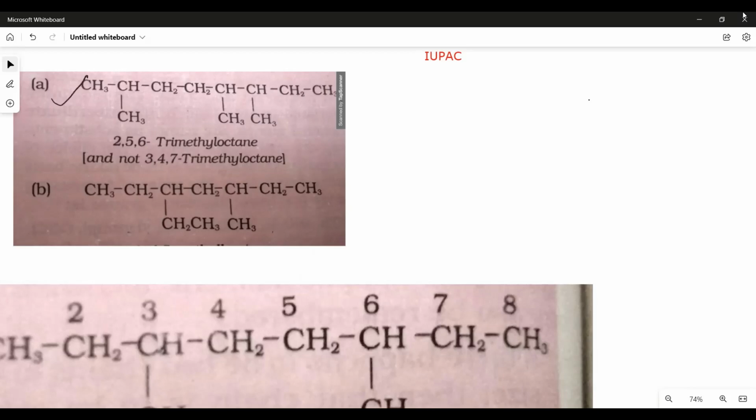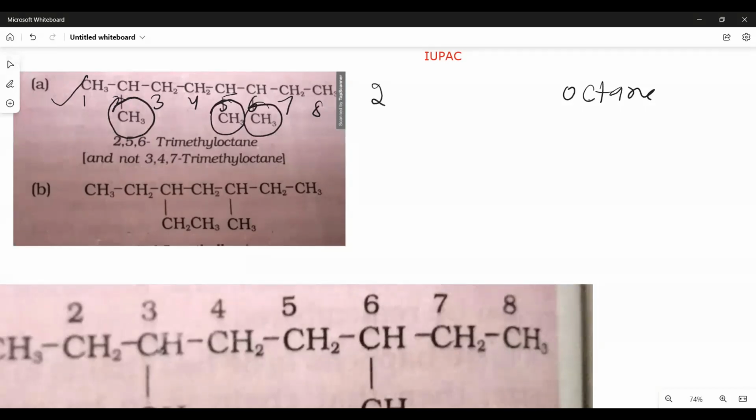Now we will see some examples related to IUPAC nomenclature. See this molecule. In this molecule, start the numbering. It is 1, 2, 3, 4, 5, 6, 7, 8. So the chain will be octane, because there is no functional group attached to it. But there are 3 substituents present at positions 2, 5 and 6. So when you add the positions 2, 5 and 6, it comes out to be 13.